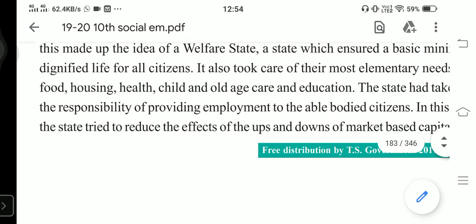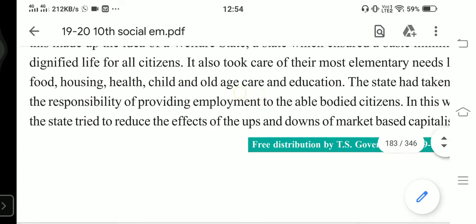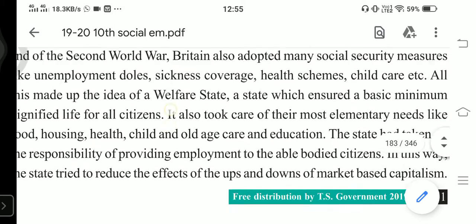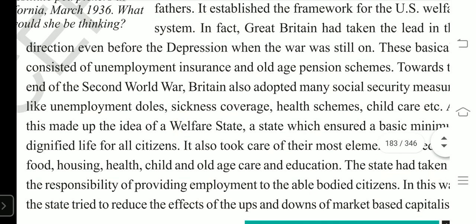In this way, we see that Britain tried to reduce the effects of the ups and downs in the market which is based on capitalism. In a market where capitalism exists, prices and demand will always fluctuate. To overcome these ups and downs in a capitalist market, it is essential to meet the people's needs, so the government has a great role in overcoming this problem. Understand? The New Deal is a program introduced by Franklin D. Roosevelt. Understand?